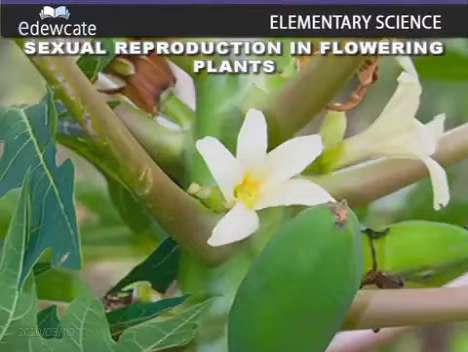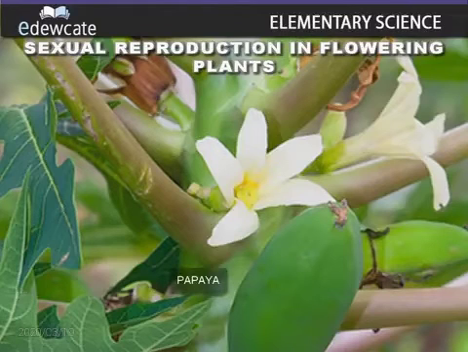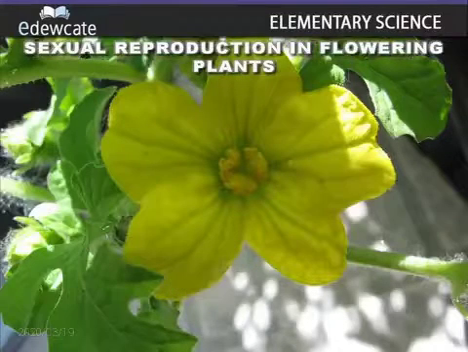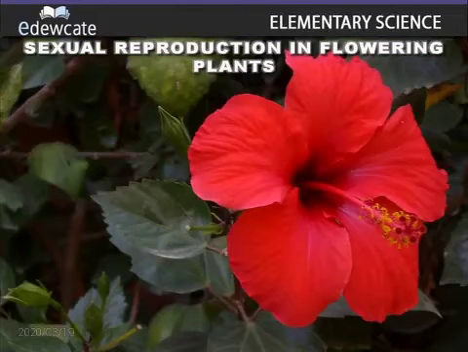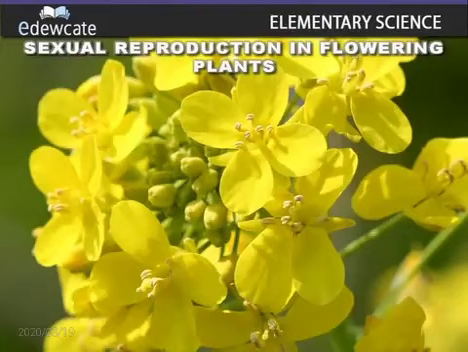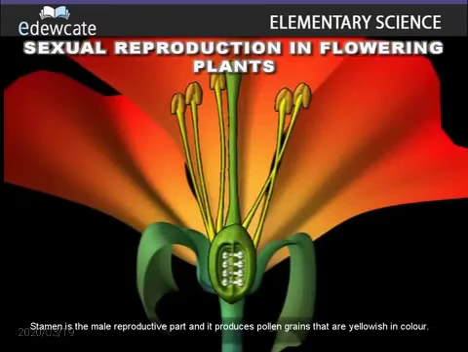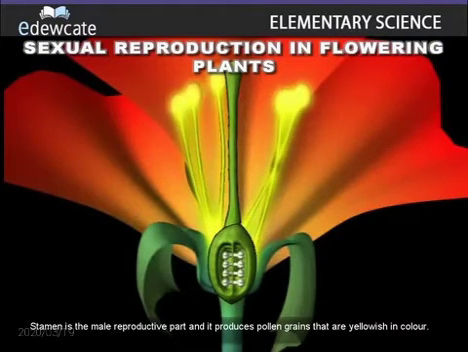The flower may be unisexual, like in the case of papaya or watermelon, when it contains either stamens or carpels, or bisexual, as in the case of hibiscus or mustard, when it contains both stamens and carpels. Stamen is the male reproductive part and it produces pollen grains that are yellowish in color.